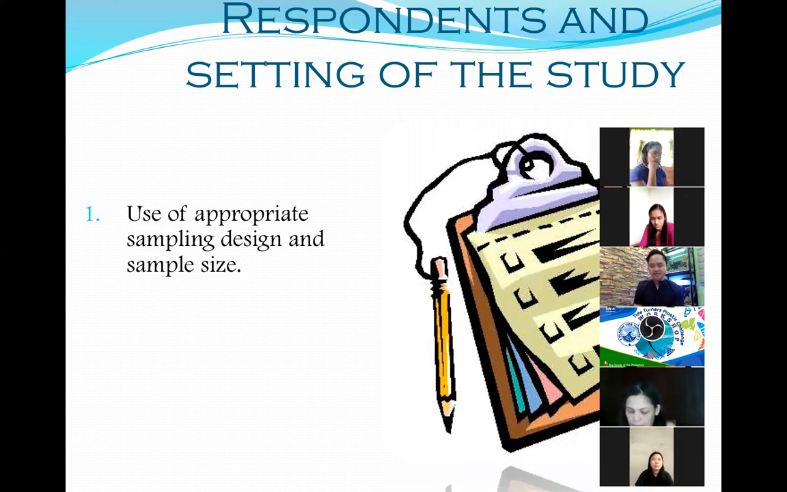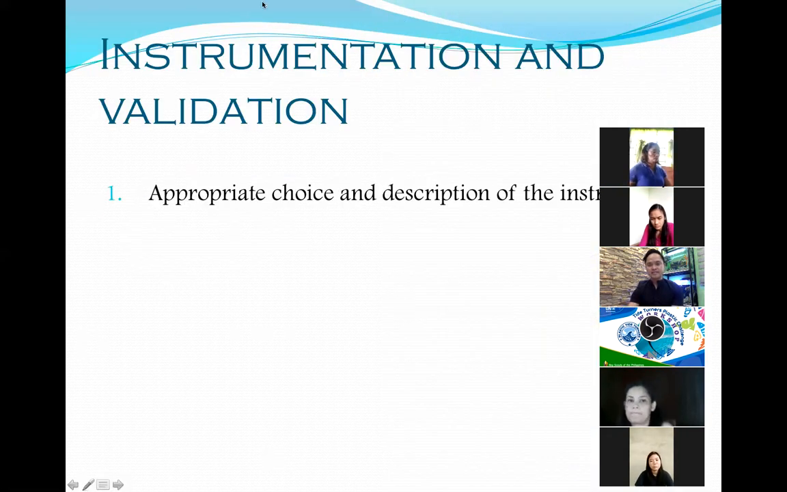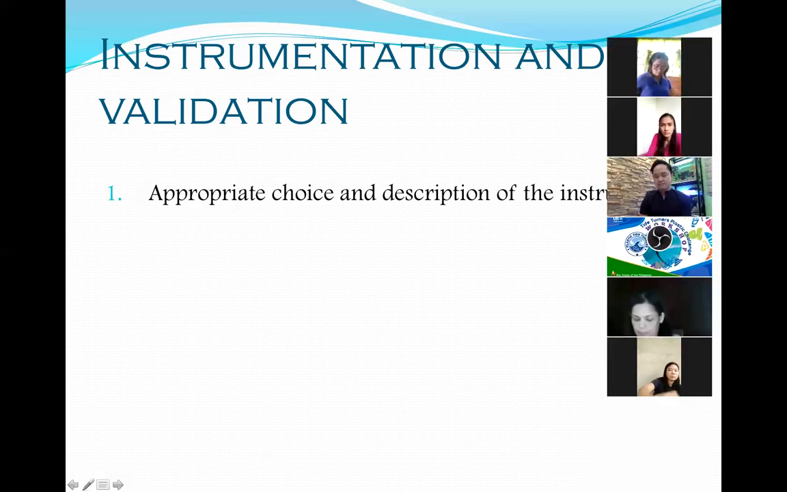No? Alright. Let's proceed to the next. The next part of your paper is instrumentation and validation. My special request to all is for you to exhaustively review the literature. Kasi the literature can already give you possible instrument that has reliability index or Cronbach's alpha.